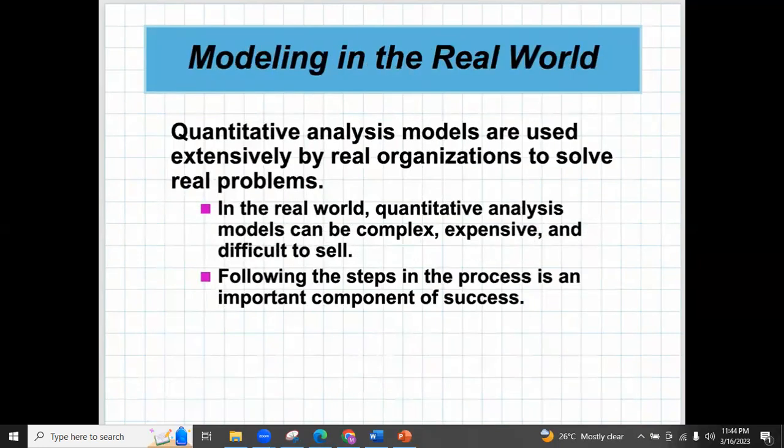And then modeling in the real world. Well, yeah, you could always have an esoteric model that theoretically should work, but quantitative analysis models are used extensively by real organizations to solve real problems, and increasingly so. ERP systems have increased the amount of operating data available to people from their company. It has mushroomed and exploded to such a high level that a lot more quantitative analysis is available, and people have dedicated entire careers now to what we call business analytics. So this is scratching the surface of that other field.